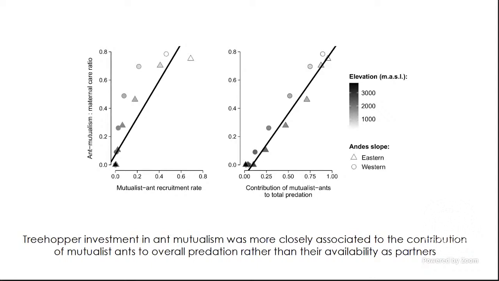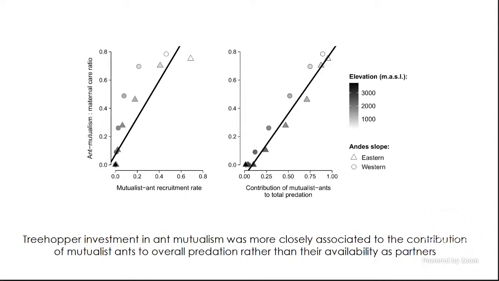So in the graph on the left, this is plotted as a function of the availability of ants in the environment. And we can see that although there is a positive association, the fit is a little off, right? On the graph on the right, on the other hand, investment is plotted as a function of how much of the total predation in the environment was exerted by the ants. And as we can see, the fit is nearly perfect.